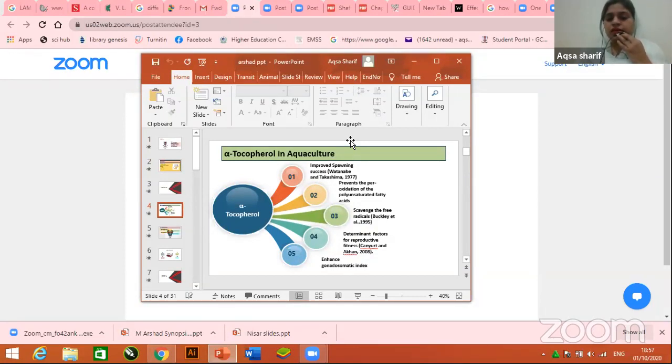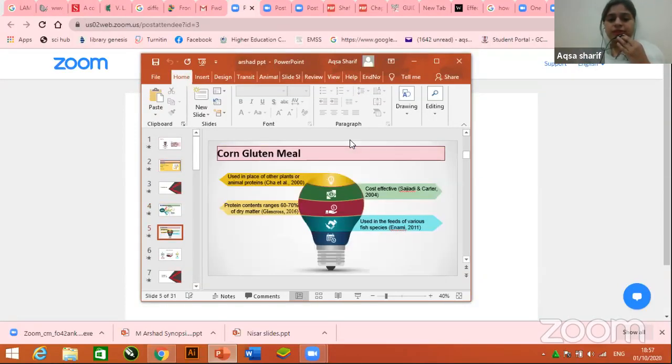And the third benefit of alpha tocopherol is that it can scavenge free radicals. It is also a determinant factor for reproductive fitness because it determines the gonadosomatic index, the egg size, and so on. And the fifth benefit of alpha tocopherol is that it can enhance the gonadosomatic index.